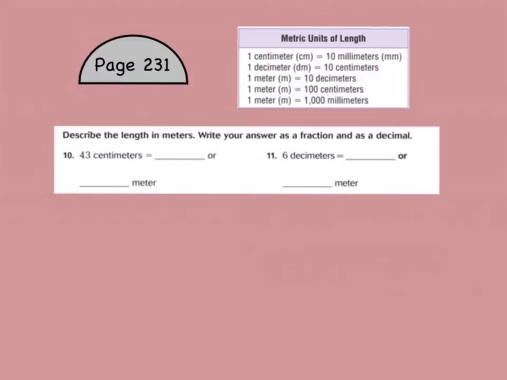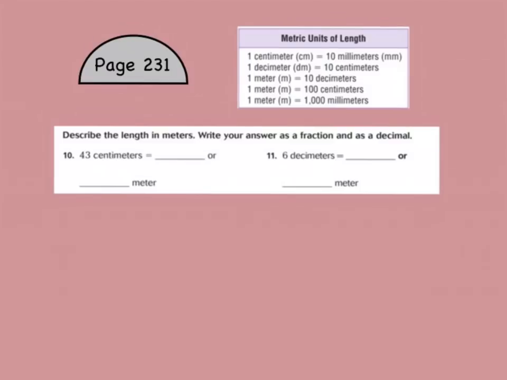Let's move on. And we're still on page 231. We're going to take a look at number 10 and number 11. We're going to describe the length in meters, and we're going to write our answer as a fraction and as a decimal. Now, this should be pretty easy since our decimal system and our metric units of length system, they're both in units of 10. So this should be pretty easy. Let's go ahead and get started. Let's take a look at number 10.